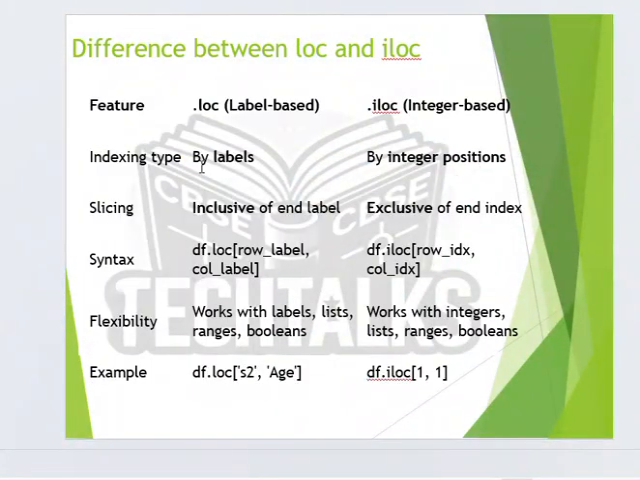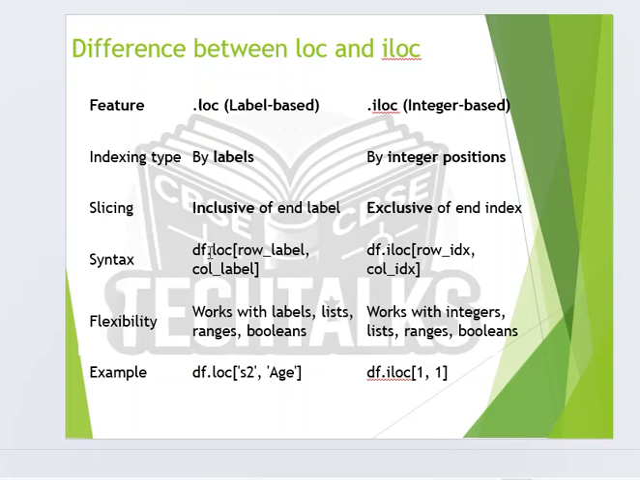Now we can differentiate between loc and iloc. Features are label based and integer based. In this case, the word will be there like 1, ONE, TWO, that way, while here you will have only integer. Indexing type: by label and by integer positions. Slicing includes inclusion of the end label, so the end is also included, while in iloc, exclusion of the end index. So 0 to 9 means 0 to 9 minus 1, that is still 8 only.